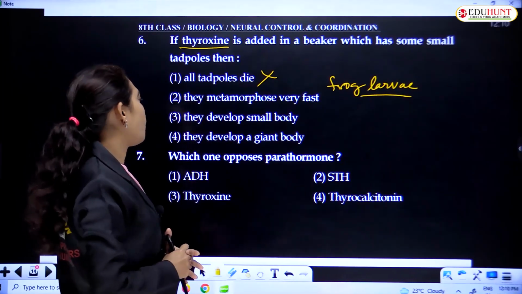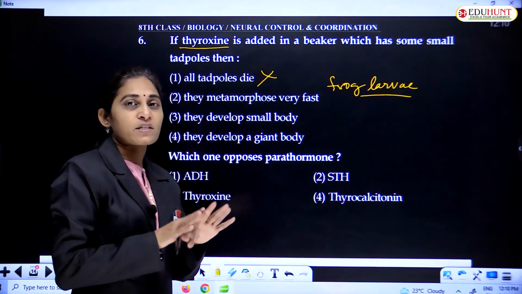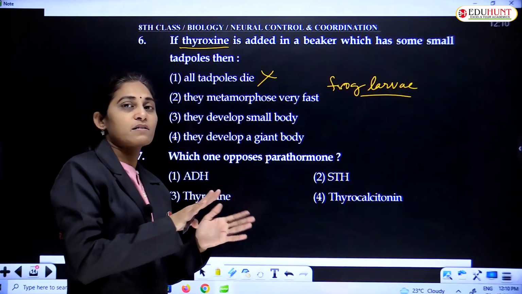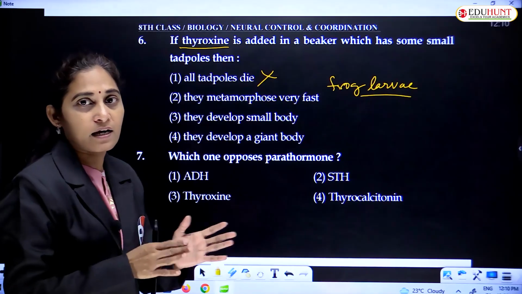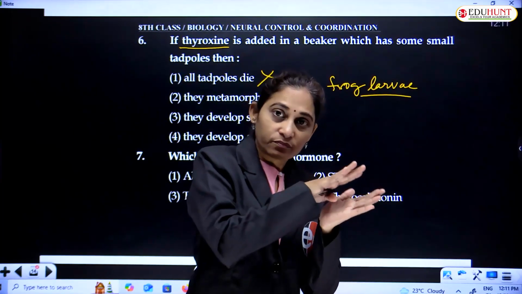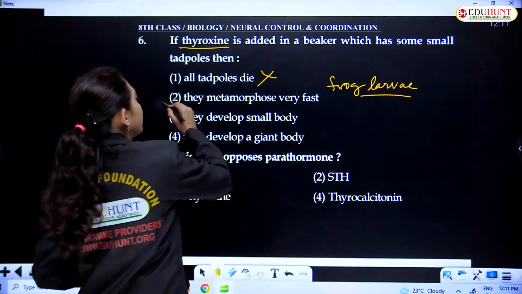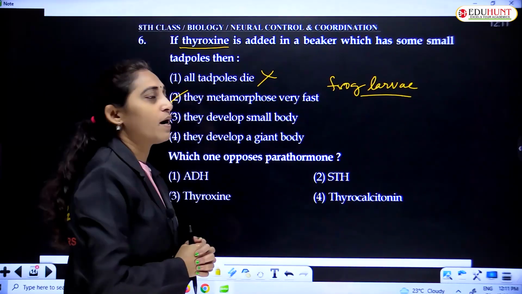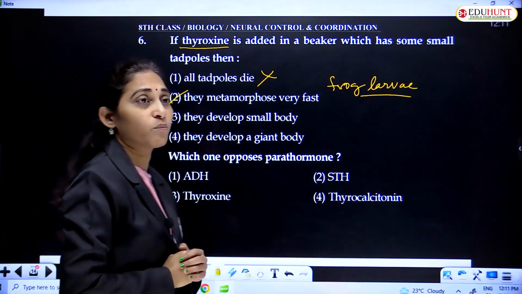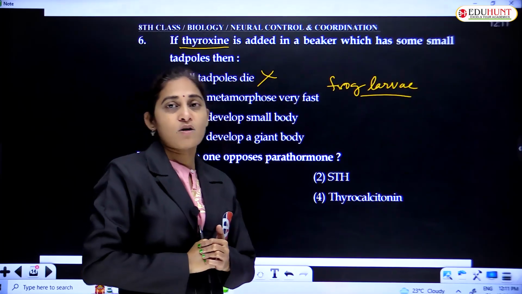They develop a small body, or a giant body. It is not a question of the size of the body. The only thing is transformation, that is developmental changes occurring in the body, the transformation of the larva, tadpole, into adult. So the tadpole larva metamorphoses very fast because it requires this hormone. This thyroxine is said to be the metamorphosis hormone.